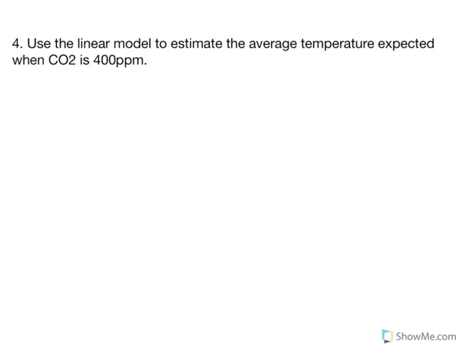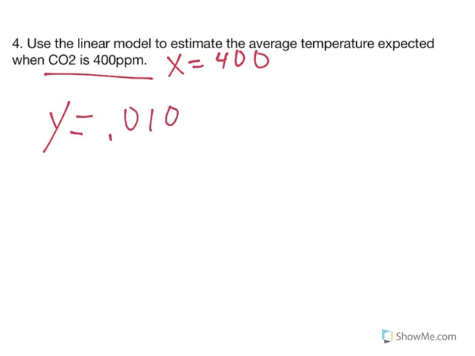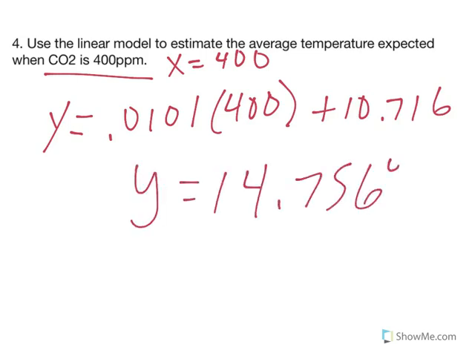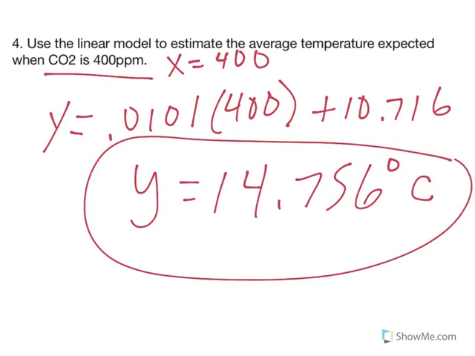Use the linear model to estimate the average temperature when it's 400 ppm, parts per million. So that means X is 400. When I plug that in, Y equals 0.0101 times 400 plus 10.716, and that gives me a Y value of 14.756 degrees Celsius. So if we have a CO2 concentration of 400 parts per million, then we have approximately 15 degrees Celsius. Right? Okay.